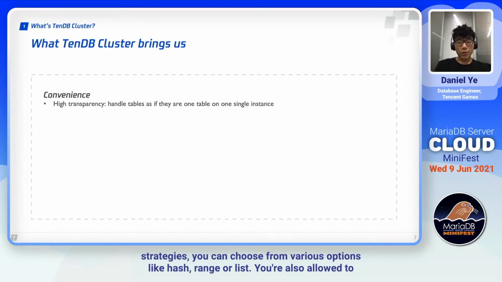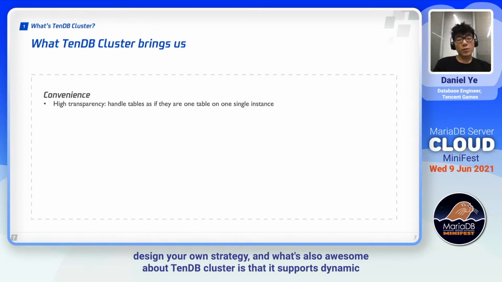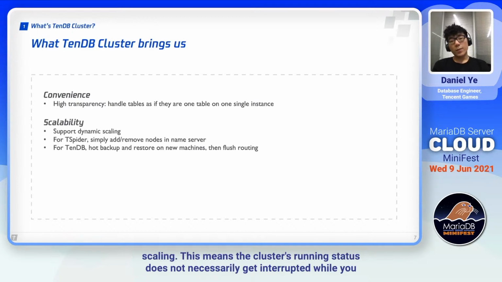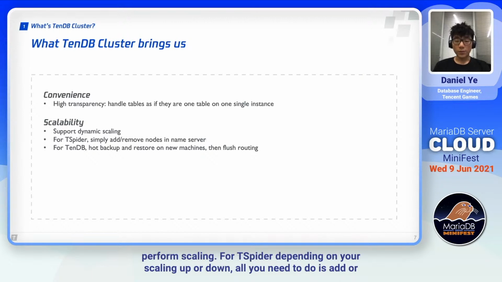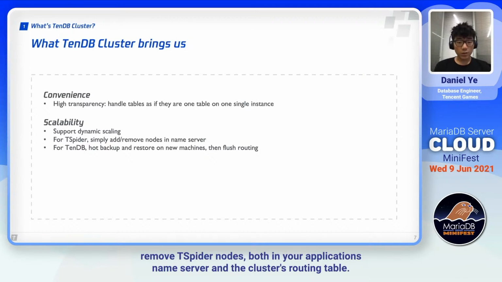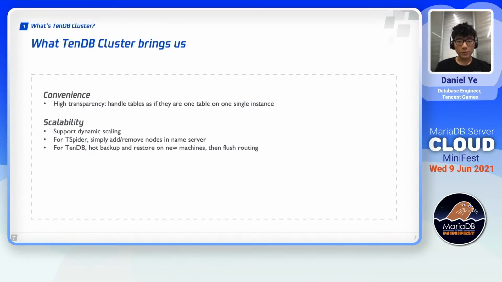Additionally, for sharding strategies, you can choose from various options like hash, range, or list. You're also allowed to design your own strategy. And what's also awesome about TenDB cluster is that it supports dynamic scaling. It means the cluster's running status does not necessarily get interrupted while you perform scaling. For a TSpider, depending on your scaling up or down, all you need to do is add or remove TSpider nodes, both in your application's name server and the cluster's routing table.